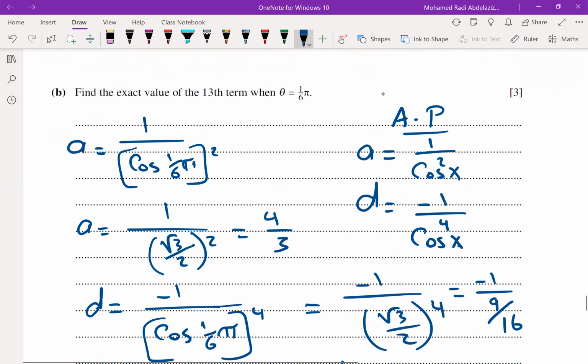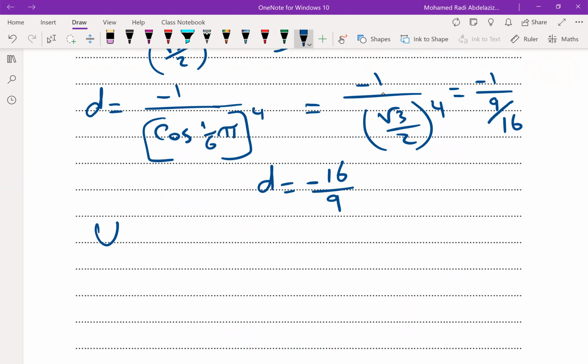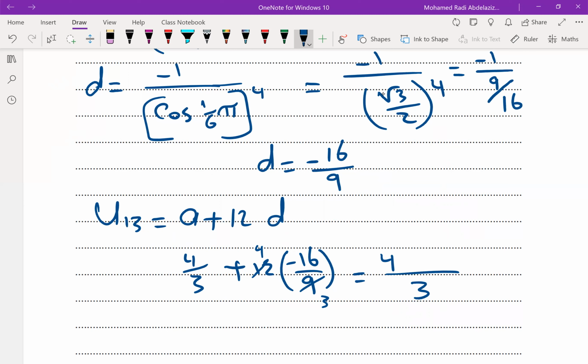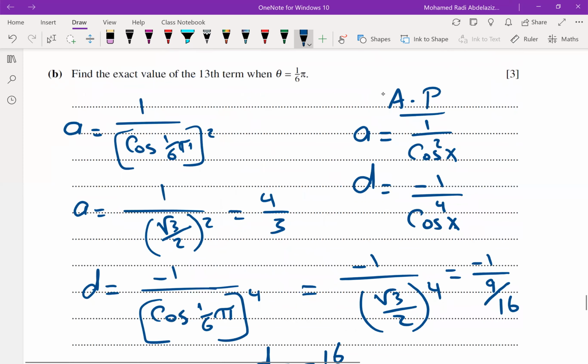He asked to get the exact value of U13. U13 in arithmetic progression is A plus 12D. The first term, 4 over 3, plus 12 times negative 16 divided by 9. Simplify this answer, divided by 3, divided by 3. So the answer will be 3, 4 minus 64 will be negative 60, divided by 3 is equal to negative 20. This is the exact value. Thank you.